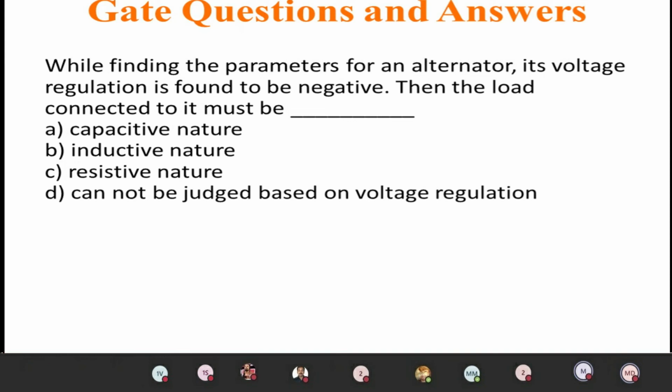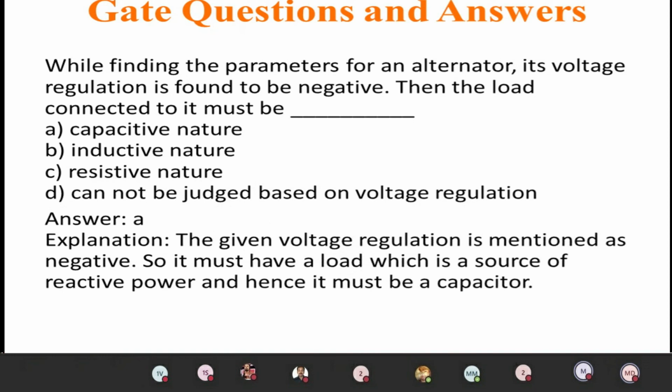While finding the parameter of an alternator, if its voltage regulation is found to be negative, then the load connected must be capacitive in nature, inductive in nature, resistive in nature, or cannot be judged about the voltage regulation. If the voltage regulation is negative, then the load is capacitive because it is leading. So it must be a load with source of reactive power and hence must be a capacitor.